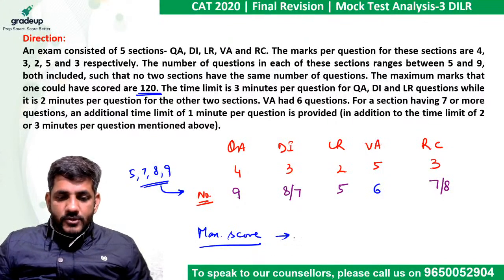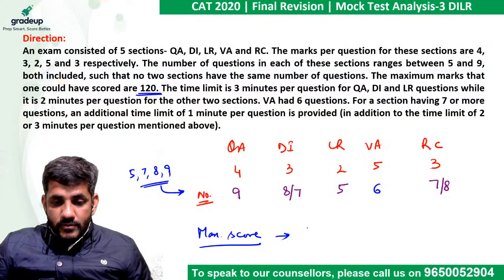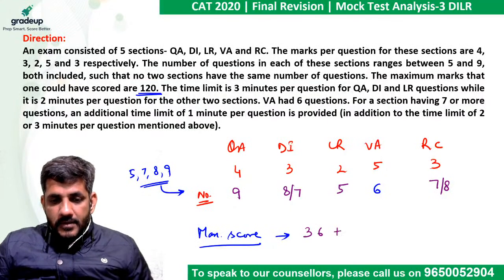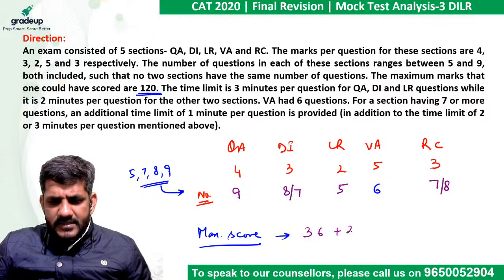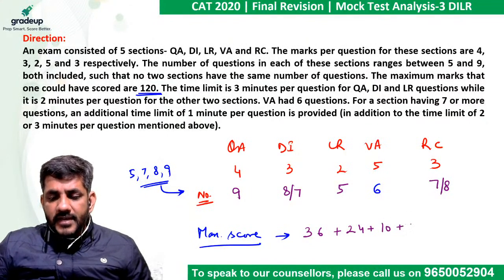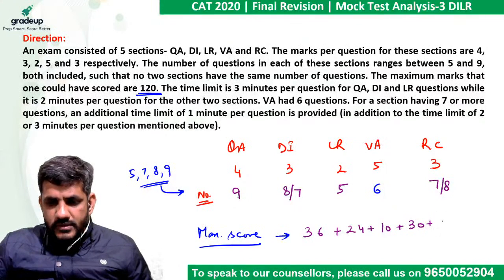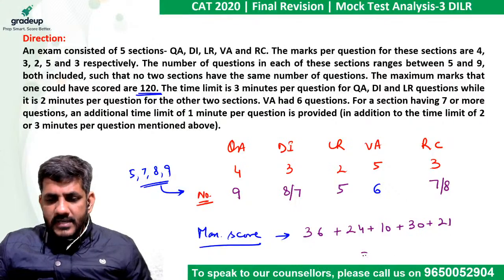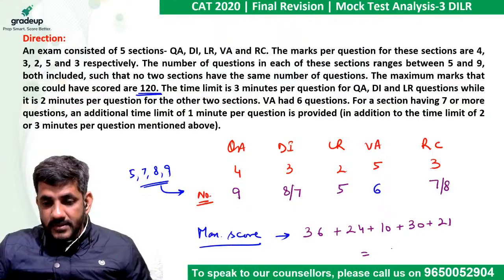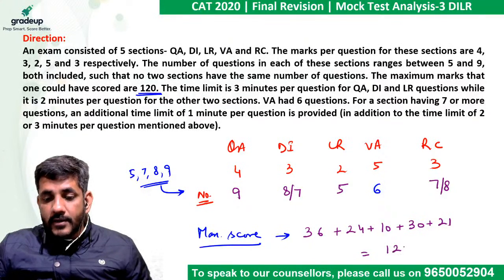So let's calculate the score. In QA it is 4 into 9, that is 36. Plus DI it is 3 into 8, that is 24. LR 2 into 5, that is 10. VA 5 into 6, that is 30. RC it will be 3 into 7, that is 21. Let's add them. 36 plus 24 is 60, plus 10 is 70, plus 30 is 100, plus 21.